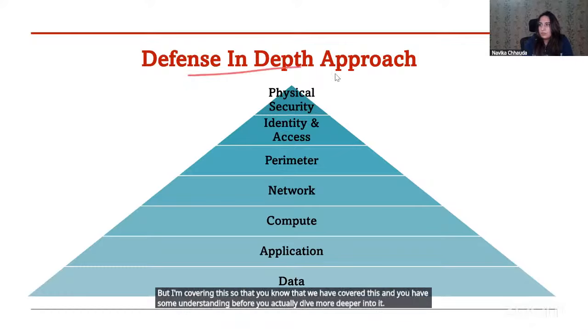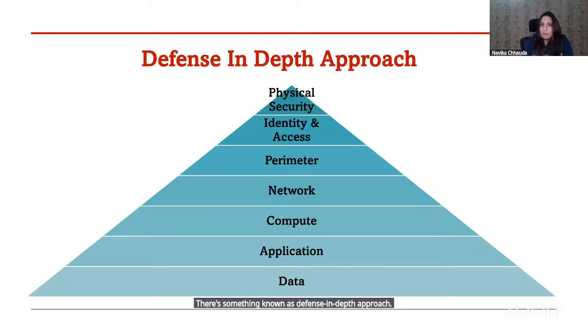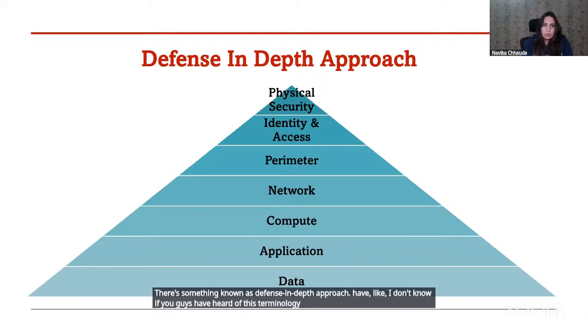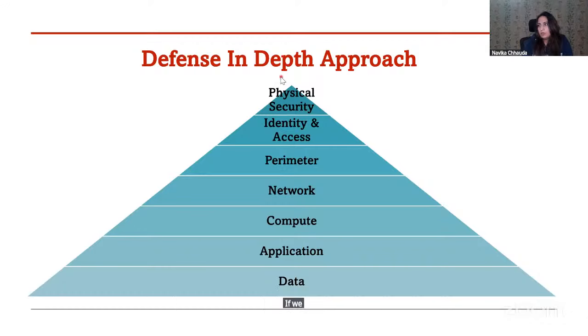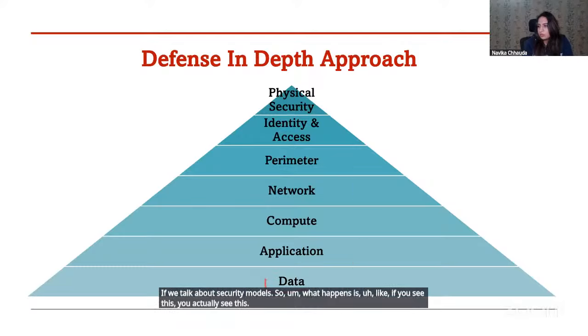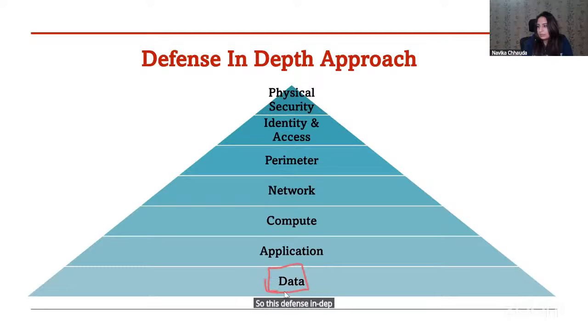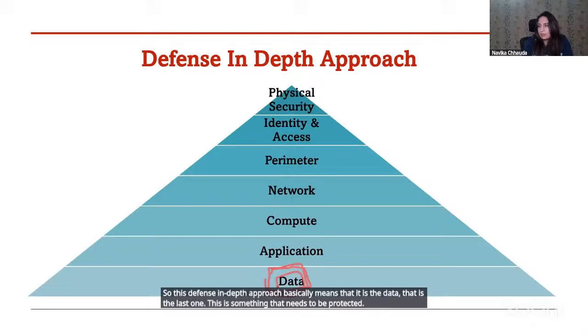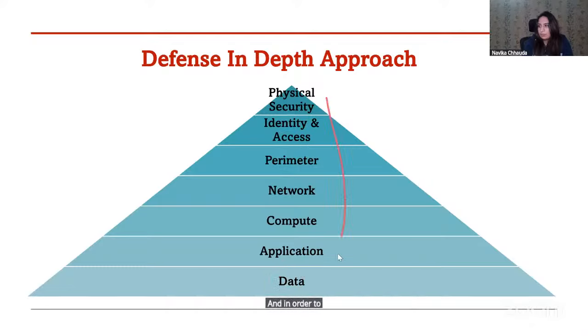Okay, there's something known as the defense in depth approach. I don't know if you guys have heard of this terminology or not, but it is pretty common when we talk about security models. If you see this, the defense in depth approach basically means that the data is the last one. This is something that needs to be protected, and in order to protect it, we have multiple layers through which one has to come in order to access the data.